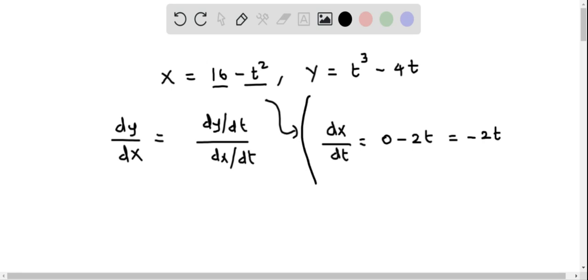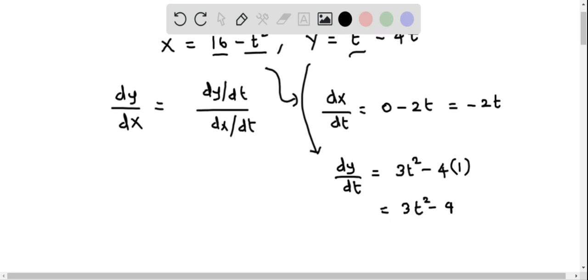Now let's find the derivative of y with respect to t. So we differentiate both sides with respect to t. We get dy by dt, and this equals the derivative of t cubed with respect to t, which is 3t squared using the power rule. And then we have negative 4 times the derivative of t, which is 1. So it is negative 4 times 1. And so this equals 3t squared minus 4.